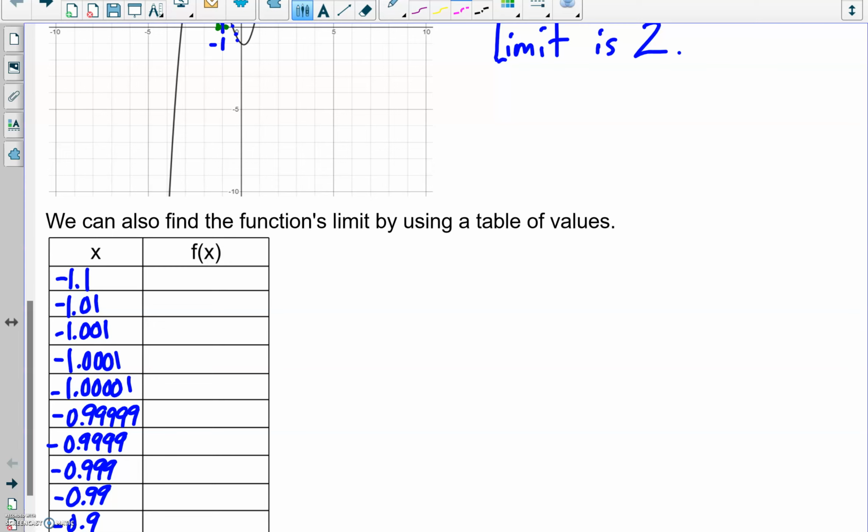And I'm working my way in closer and closer until I get to right here. In between those two values would be the negative 1. So from the left side, start at negative 1.1, and I get up to where I'm basically 100,000th away on the left side. And same thing on the right. I come in from negative 0.9 and just get closer and closer till I'm like 100,000th away on the right side.